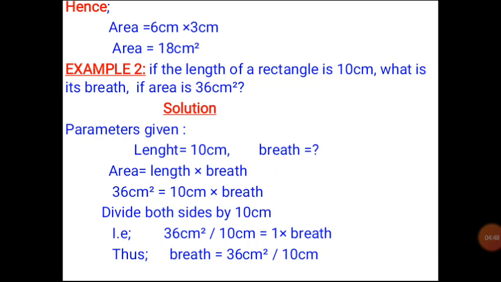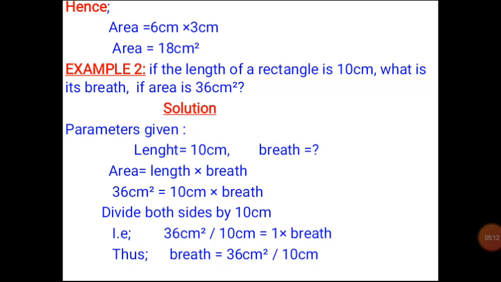There we have area equals 18 centimeter squared. Now, example 2 in this particular part of the lesson says: if the length of a rectangle is 10 centimeter, what is its breadth if the area is 36 centimeter squared?